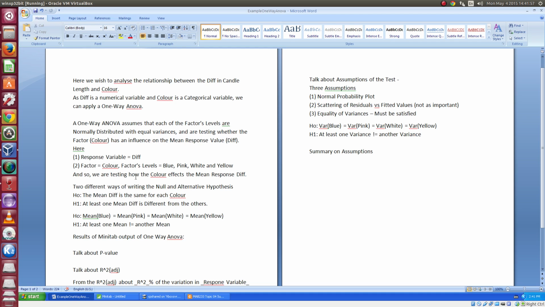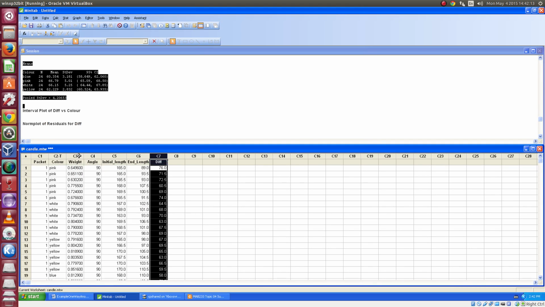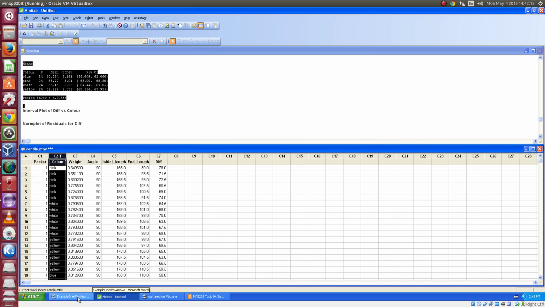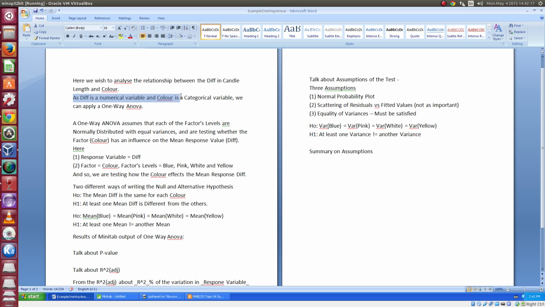I'm going to release this with the video when I put it onto the Blackboard page, and I've filled in a little bit, and I'm going to be filling in the rest as we go through this. Okay, so as I said, here we wish to analyze the relationship between the diff in the candle length and color. So just going back, we're analyzing the relationship between this and this. As it says, as diff is a numerical variable and color is a categorical variable, we can apply One-Way Anova.